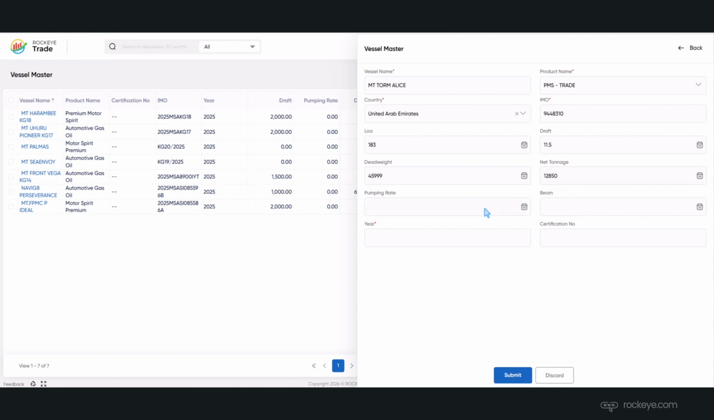Pumping rate determines the speed of fluid transfer during loading and discharge operations. Beam measures the width of the vessel at its widest point. Year records the date of construction for regulatory and insurance assessments. Certification number validates that the ship meets all necessary international maritime standards.